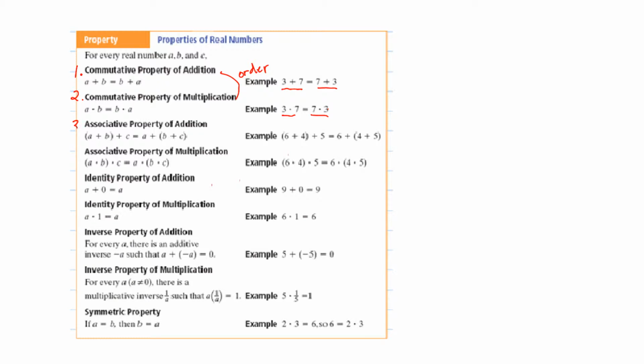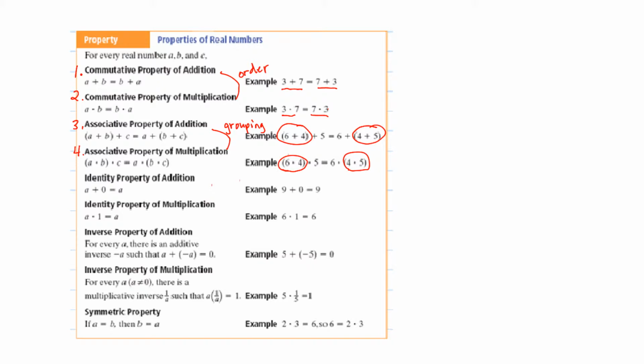Our associative properties of addition and multiplication deal with grouping, which is parentheses, where I put them. If we look at our examples, our addition example shows I have the parentheses around 6 plus 4, and then the plus 5, and that would be the same thing as if I put the parentheses around the 4 plus 5 and have the 6 by itself. And the same thing with multiplication: 6 times 4 times 5 is the same thing as 6 times 4 times 5 with the grouping changed.